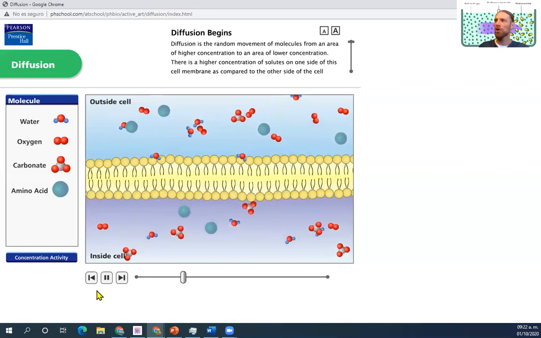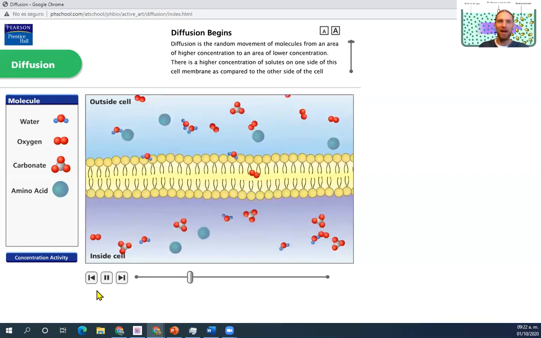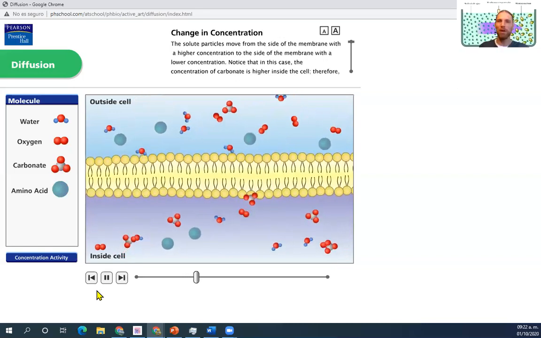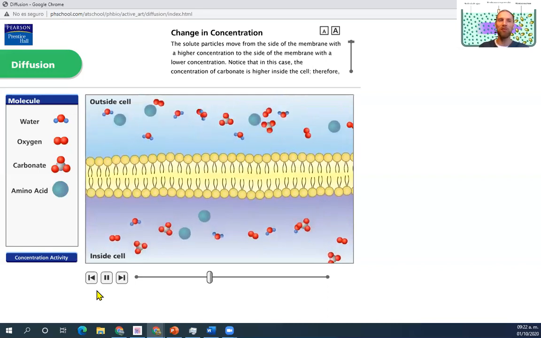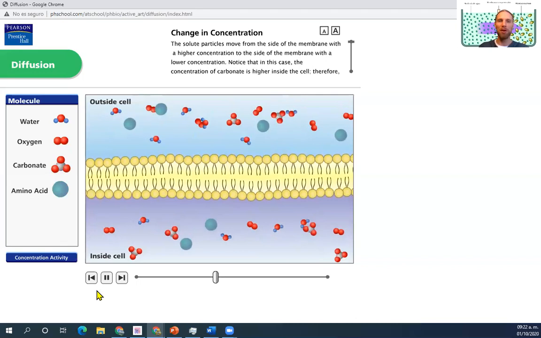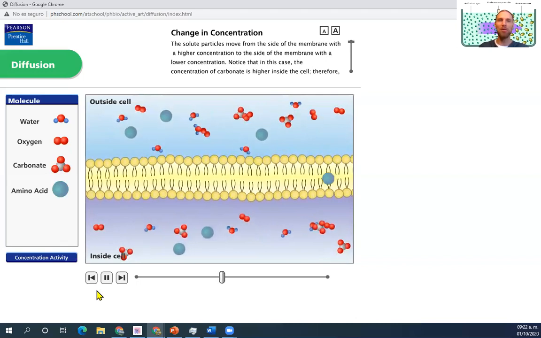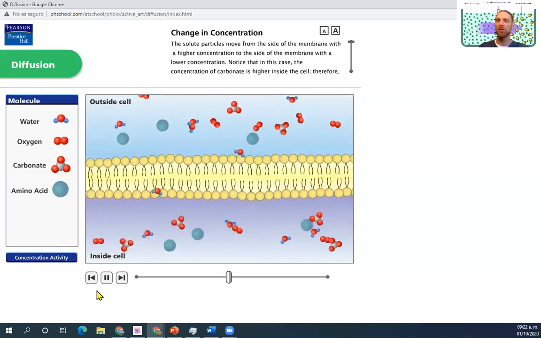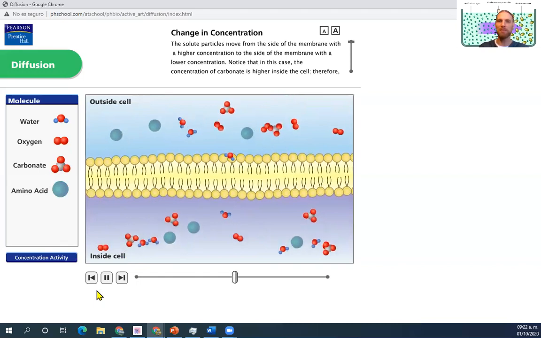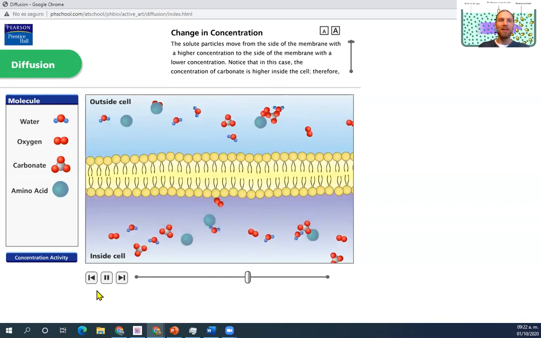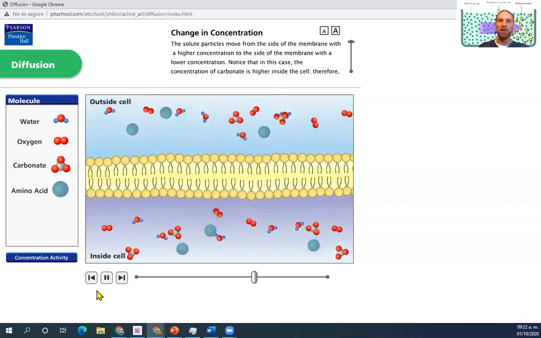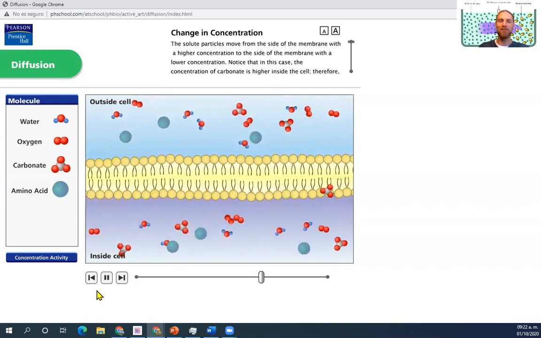When will movement stop? When they are equal? Exactly, when concentration is equal, okay? So that's what diffusion is. It's the movement of molecules, small molecules in general, from high concentration to low concentration until balance is reached, okay? It's that simple. Then the second way of diffusion that we have seen is facilitated diffusion.